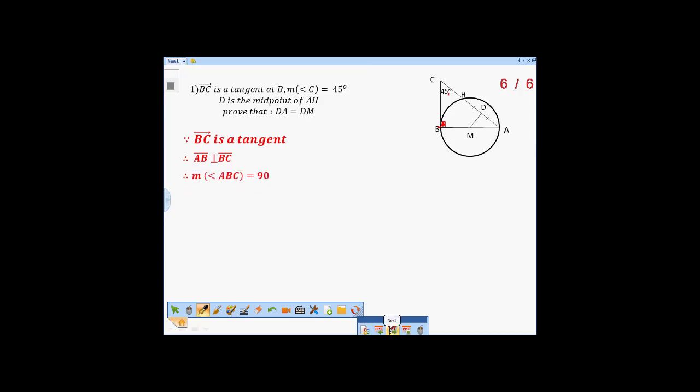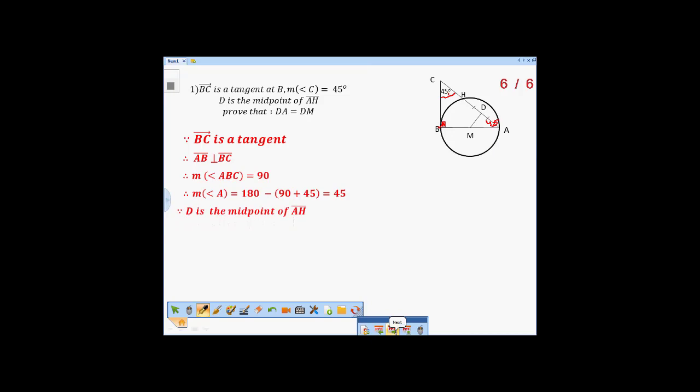Here from the figure, I have triangle ABC. The measure of angle B is equal to 90 and the measure of angle C equals 45. So I can find the measure of angle A. We know that the sum of the measures of the interior angles of a triangle equals 180. So the measure of angle A is equal to 180 minus (90 plus 45). It will be 45 degrees. Then the measure of angle A is 45.